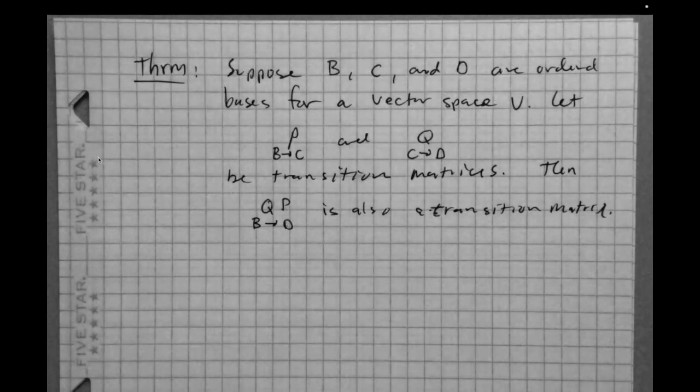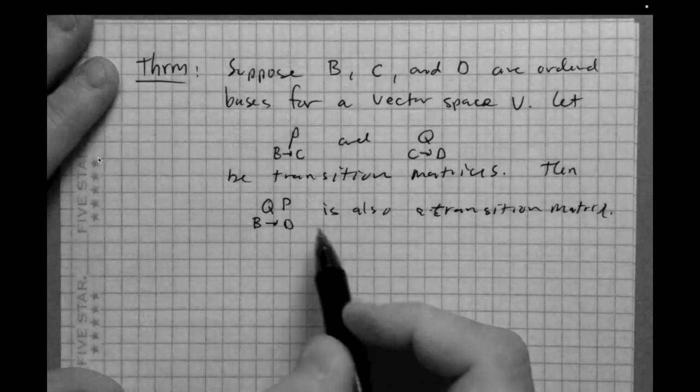Right, now notice that the transition from B through C to D can be accomplished using P and Q, but we do have to multiply them in reverse order, right? You would think that P would come first since I go from B to C first, and you would think that Q would come second. But in actuality, it's the reverse, right? But you can kind of think of it like this.